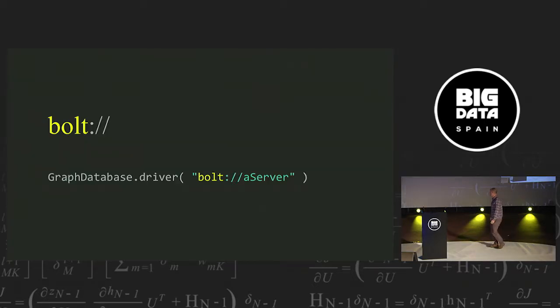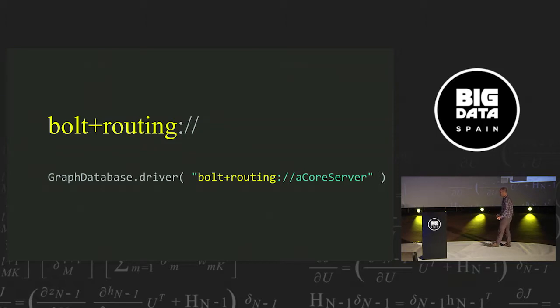Literally in code, this is Java. Don't get freaked out. I'm not going to put too many curly braces in front of you. This is Java. If I wanted to connect directly to a machine, I would use the Bolt URI scheme, and I'd say GraphDatabase.driver, Bolt, and then the target server. That's the way I do a straightforward client-server interaction. But you can actually do this. You can use the Bolt plus routing scheme, and you could connect to any of the core servers.